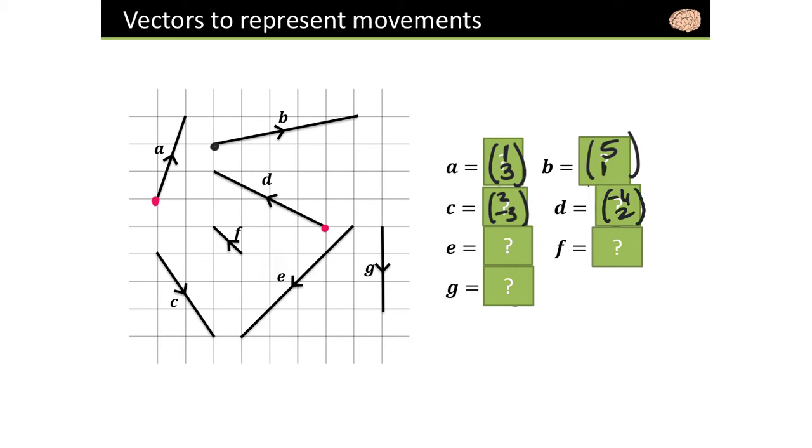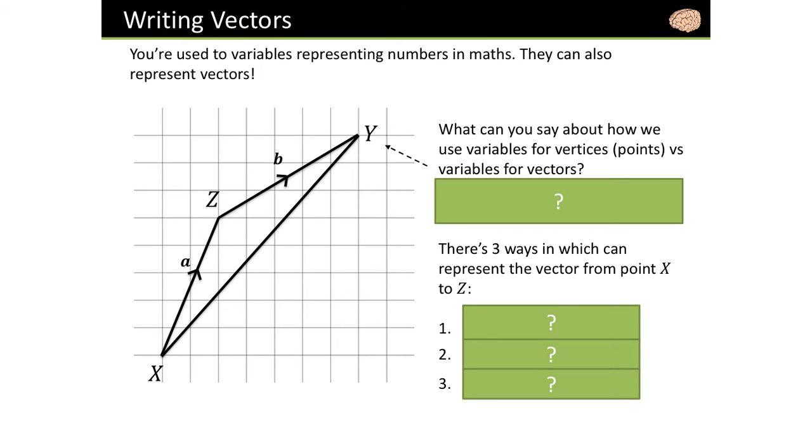Okay, and then what are the other ones? Let's go. E. Minus 4, minus 4, perfect. F. Minus 1, 1, brilliant. G. 0, minus 3, perfect. Okay then, so this is writing it in number form, which is something that we have to recap.